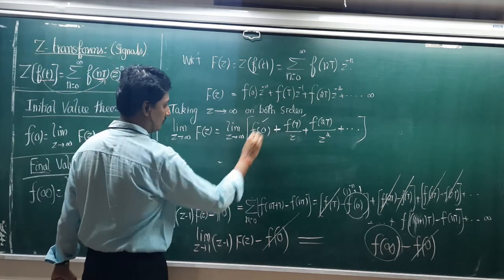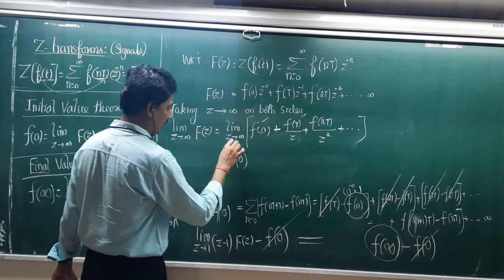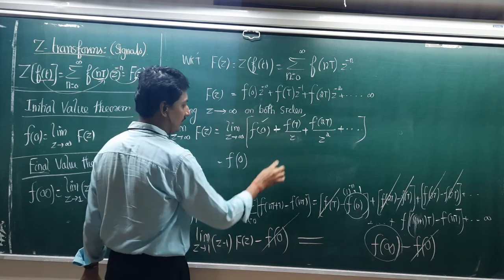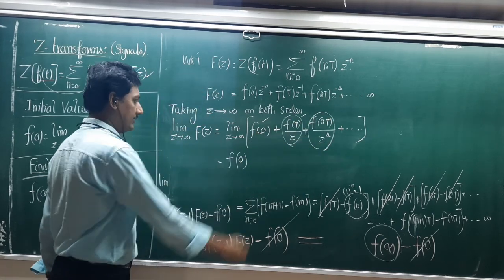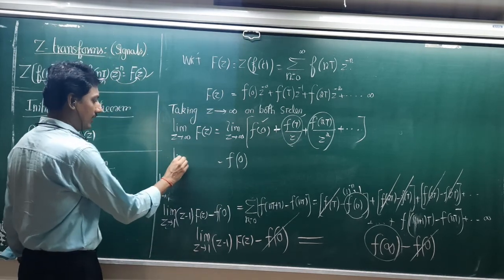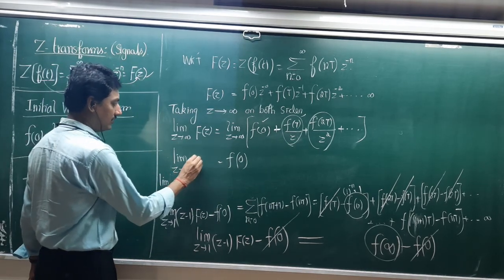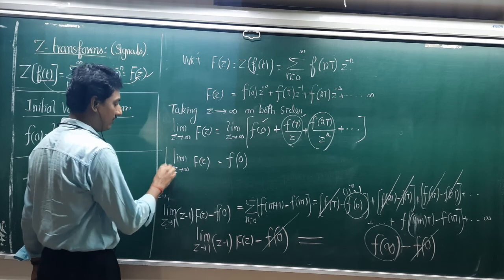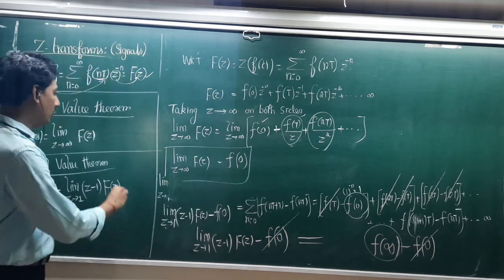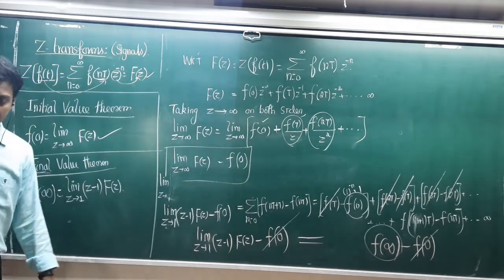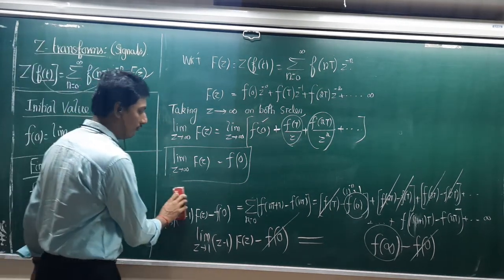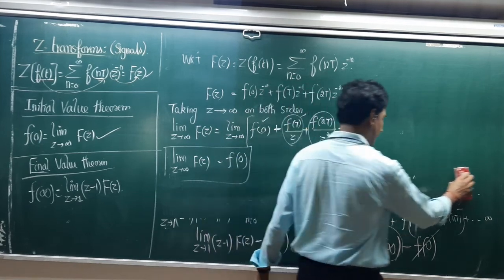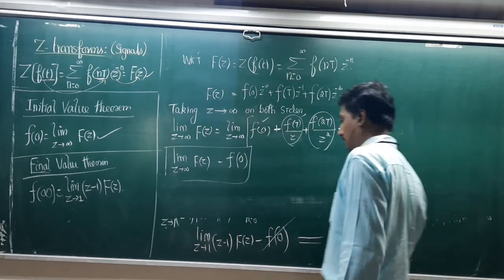There is no z term in the first term, so it is retained: f(0). If z tends to infinity, anything divided by infinity is 0, so everything is 0 except the first term. So that is the initial value theorem: the limit z tends to infinity of F(z) equals f(0). Otherwise, f(0) is equal to the limit z tends to infinity of F(z). That is the initial value theorem. So this is the simple proof of the initial value theorem and the final value theorem.